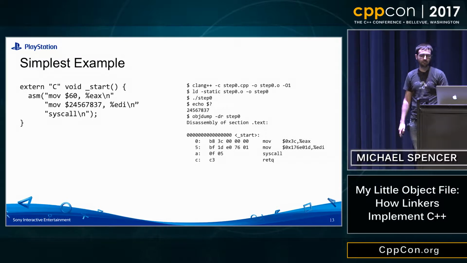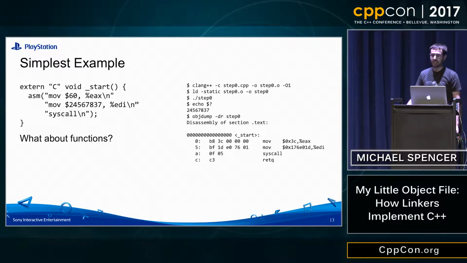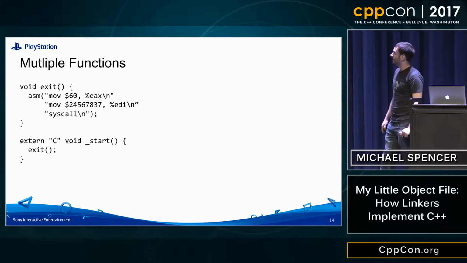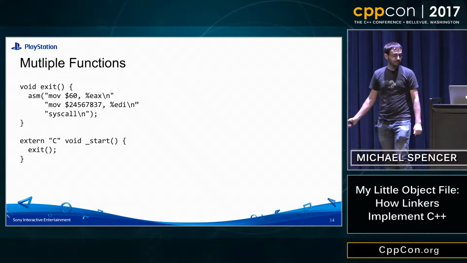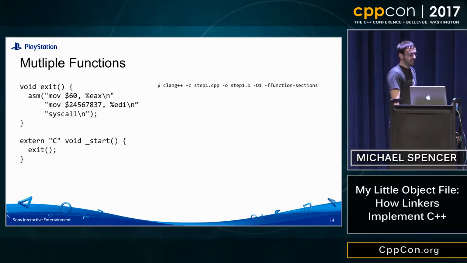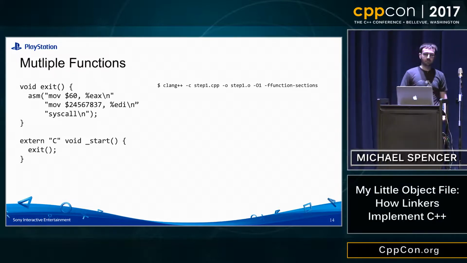So let's go back to our really simple example. What if we want to call a function? So let's refactor our code, take out that assembly. You might want to call exit from somewhere else, and compile it again. So clicking, and this time we're going to pass -ffunction-sections, because I want to show you how separate sections work.